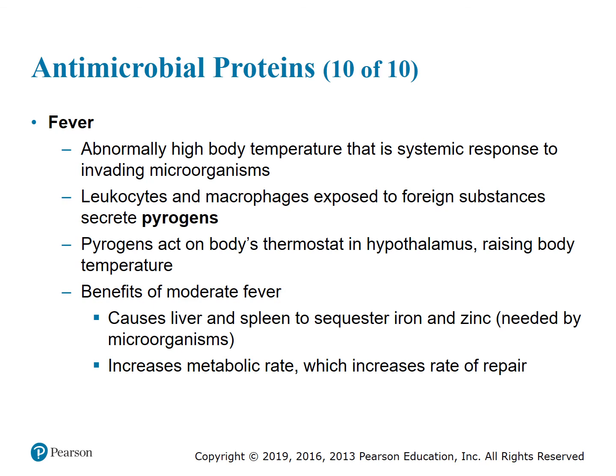Benefits of moderate fever: it causes the liver and spleen to sequester iron and zinc needed by microorganisms. So basically the liver is going to hide these two minerals so that they're not available to microorganisms. And also moderate fever is going to increase the metabolic rate, which increases the rate of repair.